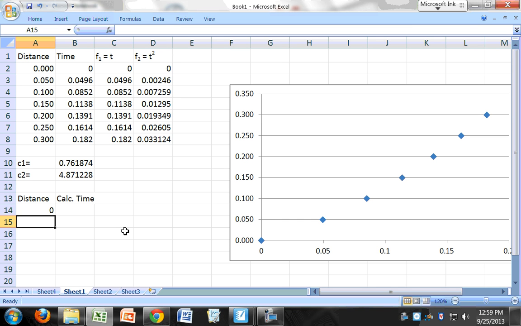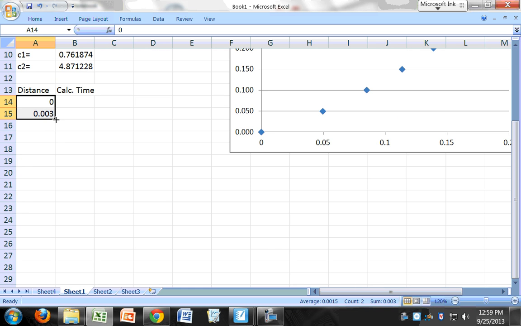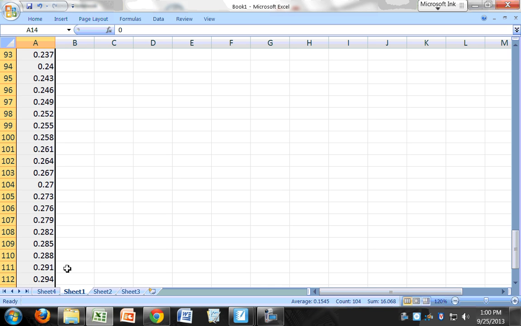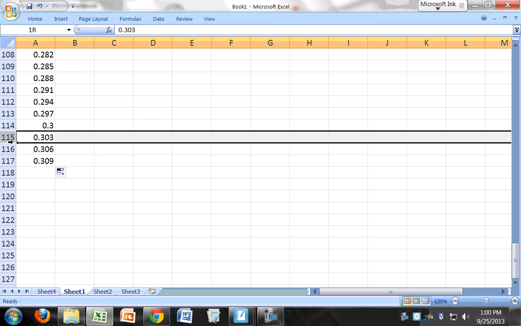What's the step between data points? 0.3 over 100, 0.003, right? So maybe 0.003, or you can say 0.01 times the maximum that I want, which is 0.3. You can type here equals 0.01 times 0.3. That's 0.003. Okay, so I'll retype that 0.003, and then I'm just going to drag that down so that I get values all the way up to 0.3. Okay, so I'm going to stop at 0.3.